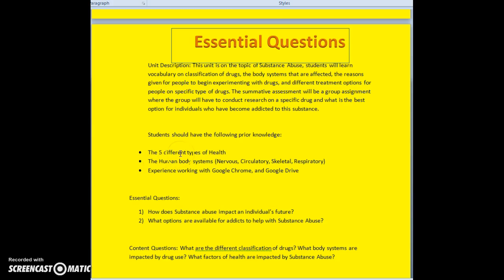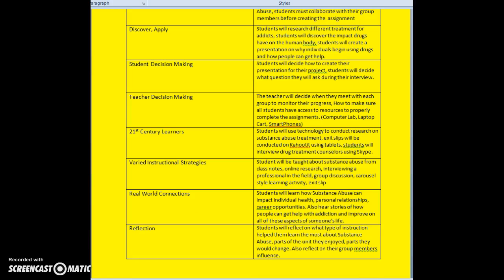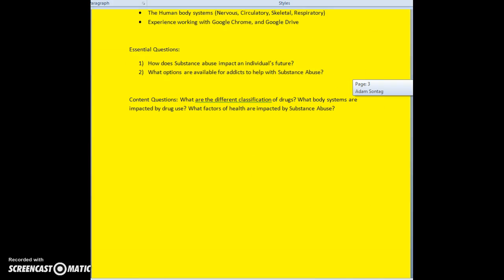We have our essential questions, what our unit description is, and then the prior knowledge students should have. So 5 different types of health, the human body system, experience working with Google Chrome and Google Drive. We do in our introduction, the first unit, the 5 different types of health, so students will all have a background in this. The human body system is also taught before this unit, so students will understand how the human body works. And then we're going to use Google Chrome and Google Drive. Each student has their own Google account, so students should be familiar using this in my class along with other classes.